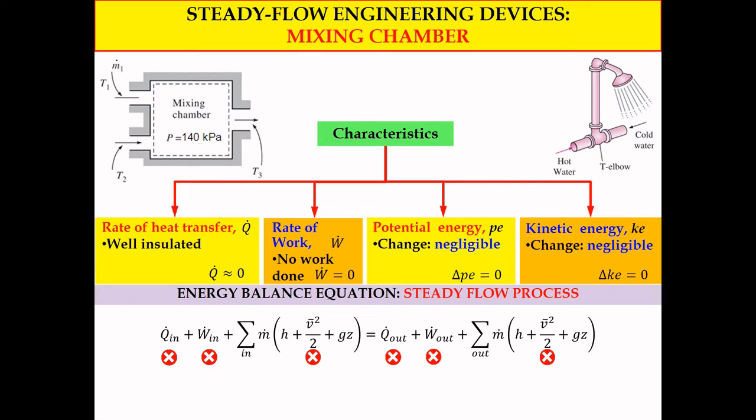Due to the negligible change of potential energy and kinetic energy, the terms for kinetic energy and potential energy can also be neglected in the energy balance equation for the mixing chamber. So the remaining terms are only the energy of mass in and mass out in terms of enthalpy value. We have total in m dot h equal to total out m dot h for the mixing chamber.